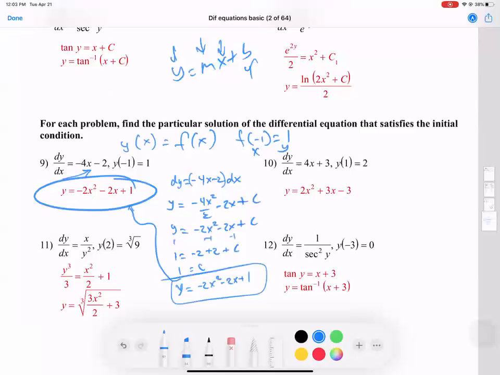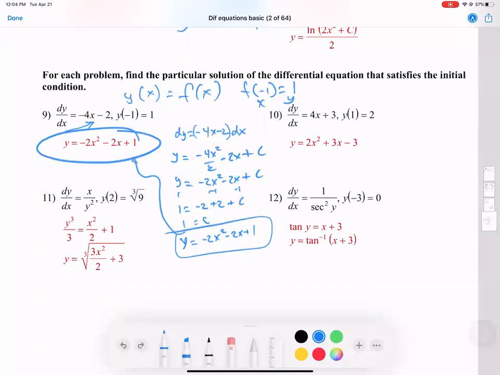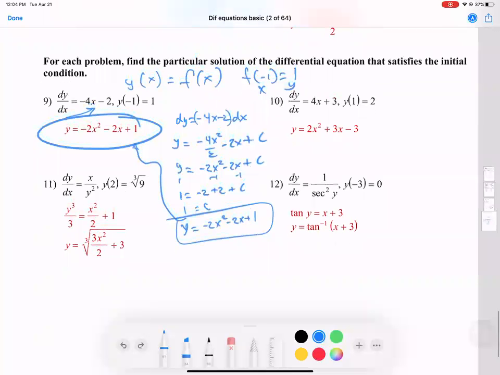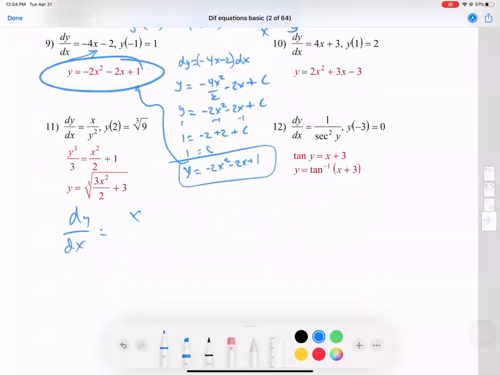Okay, we're going to jump to number 11, and we have dy over dx equals x over y squared. And I'm just going to write the x and y point. x is 2 and y is the cube root of 9. That's the x and y point, just so I can see it a little nicer for my brain.